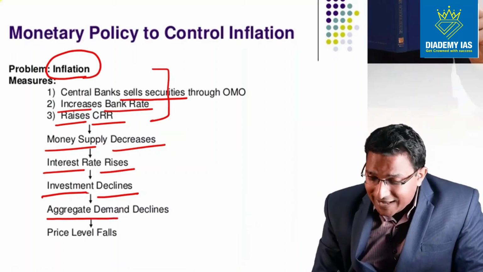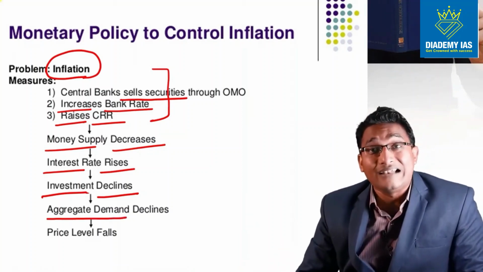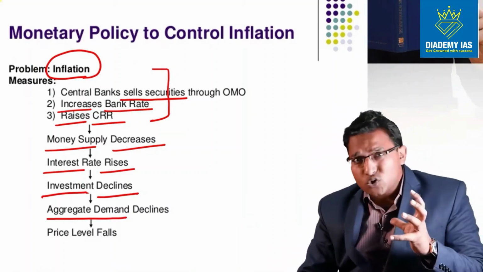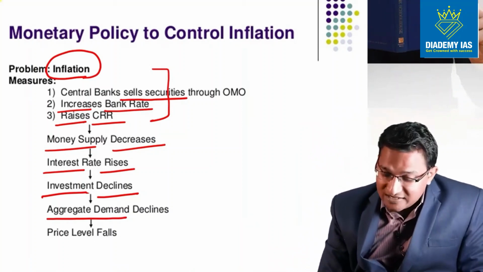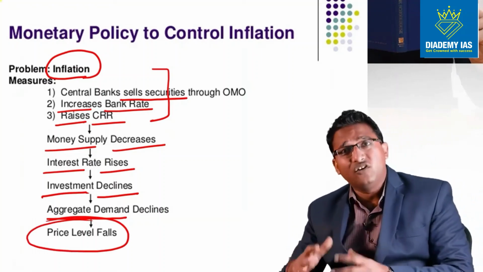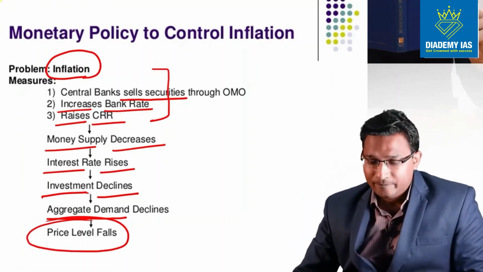The normal consumer like you and me, we will also be demanding fewer goods. We will be postponing our purchasing behavior because the cost of buying is very, very high. So the price level will fall. When the price level falls, then this inflation comes under control, right?